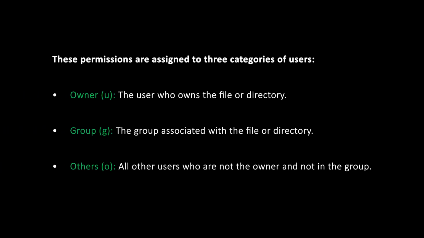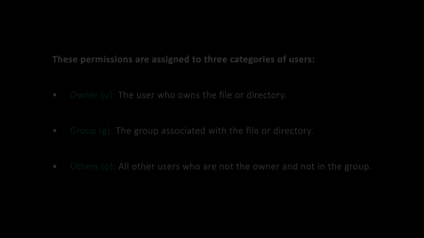These permissions are assigned to three categories of users. Owner, or user, the user who owns the file or directory. Group, the group associated with the file or directory. Others, all other users who are not the owner and not in the group.